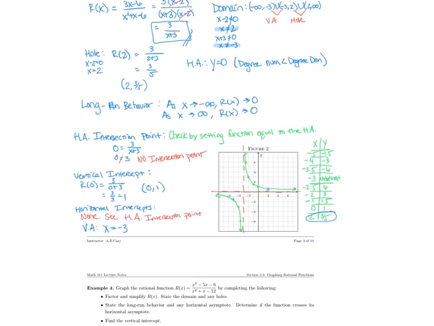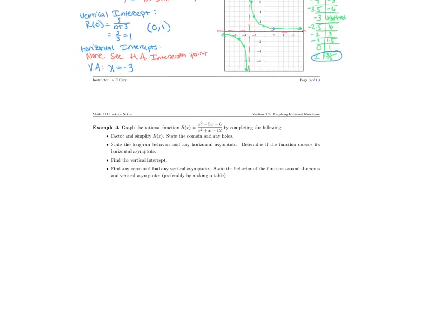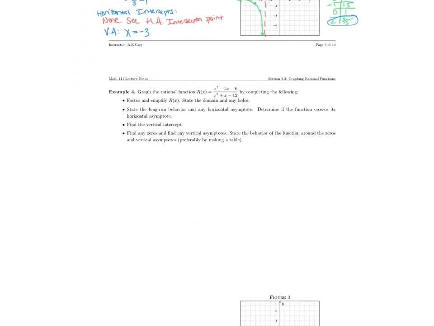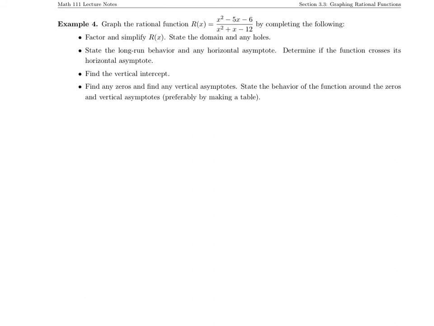Let's move to page number 4, example number 4. We're doing all the exact same things. It's got the same bullet points. So we're going to start by taking our r of x. Oops, that's still green. Did not realize that. Let's change that to blue. R of x is equal to x squared minus 5x minus 6.